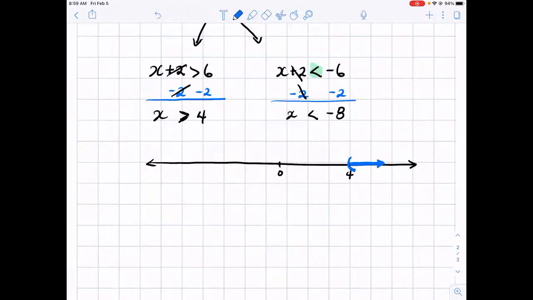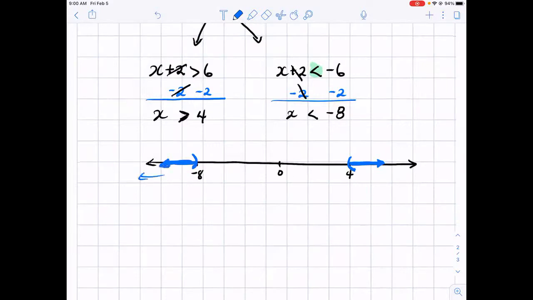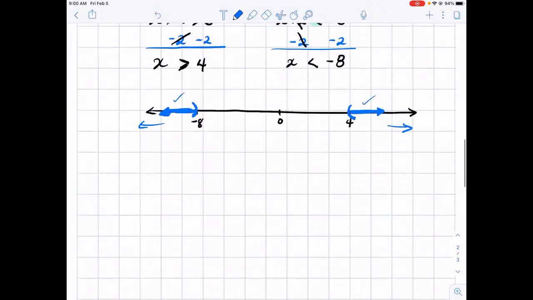In addition, we said when we looked at inequalities that these arrows always go in opposite directions. So at -8, it's less than, so it's going to go towards the left side. As you can see, these arrows are pointing in opposite directions. This one is going this way, this one is going that way. So any number in this region and in that region will work.